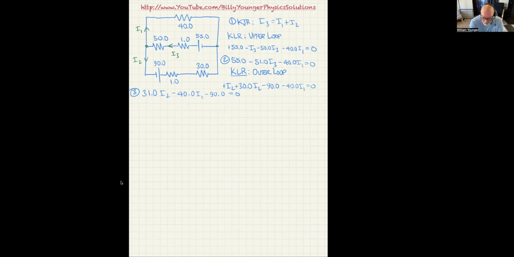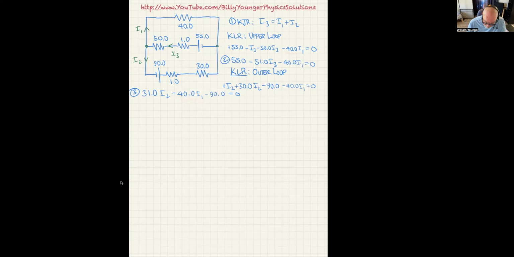So anyways, with that in mind, when you go to solve a system like this, if you choose your loops wisely, you will have one current, excuse me, that's common to both equations. So for instance, by me going through the upper loop, I had I3 and I1 involved, and then me going through the outer loop, I had I2 and I1 involved. So I1 was common to both of them. You can see minus 40 I1, and then you can see minus 40 I1 in equation 3 as well.